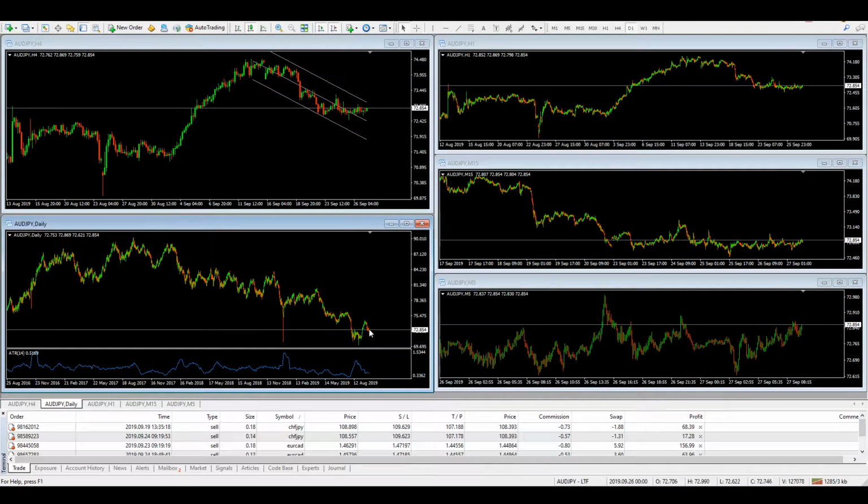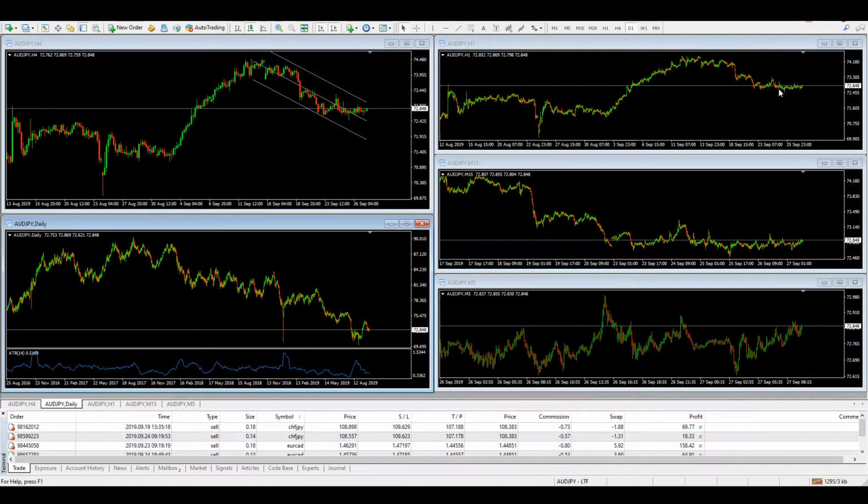AUD JPY, similar story to the last one we looked at. Bearish overall in terms of this move, but it's also retraced recently as well, and we can see the indecision here in terms of the 4 hourly still being bearish. Actually, it's a slightly different story.